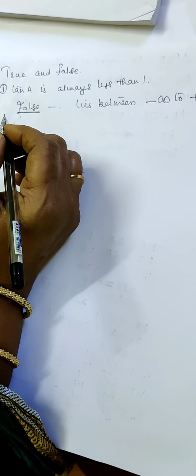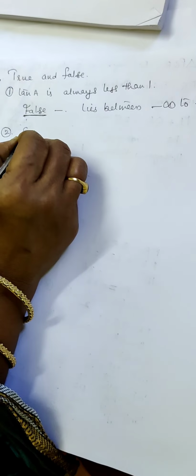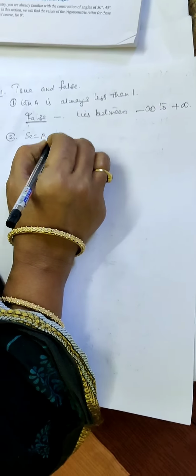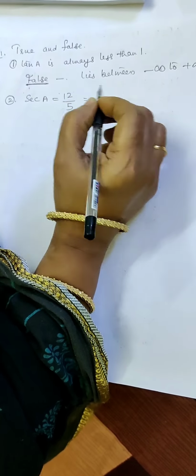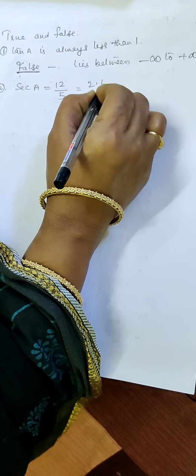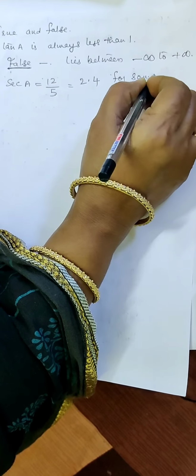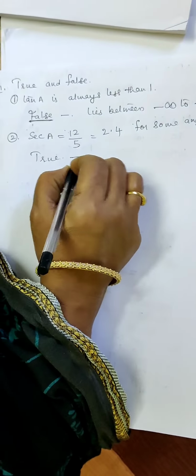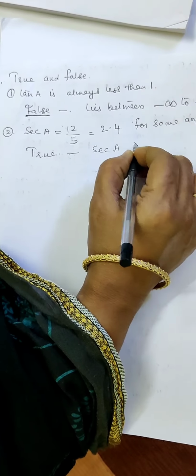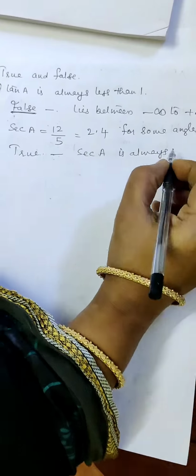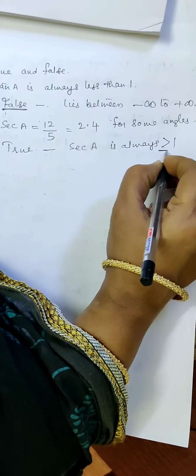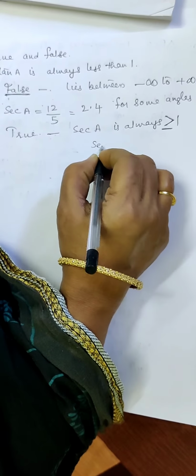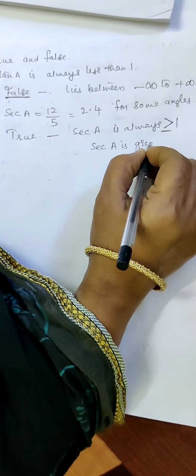Number 2. What is the statement? Secant A is equal to 12 by 5 for some values of angle. 12 by 5 means what? 2.4 for some angles. They are asking. This is true. Why? Because secant A is always greater than 1. This is the greater than symbol. I think you may not be knowing because you are just in 10th class. Secant A is greater than 1.